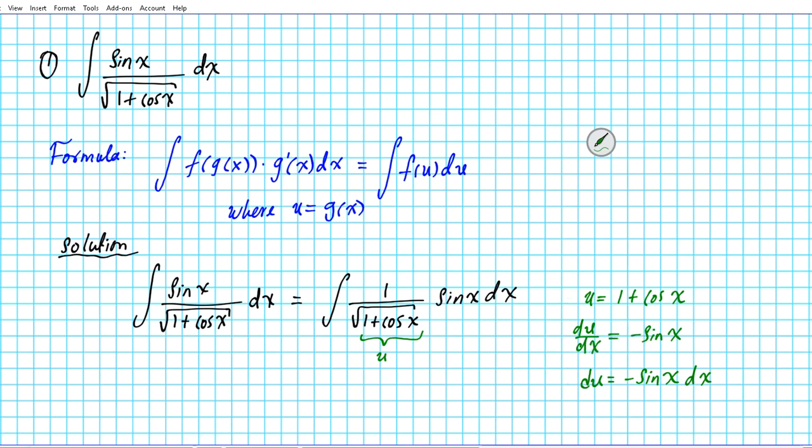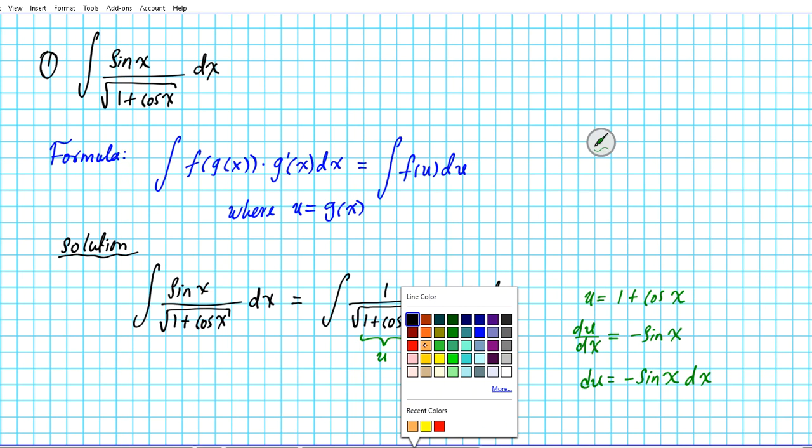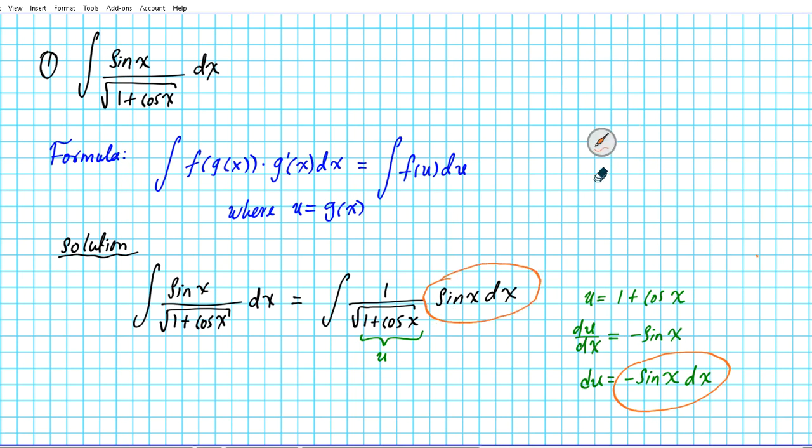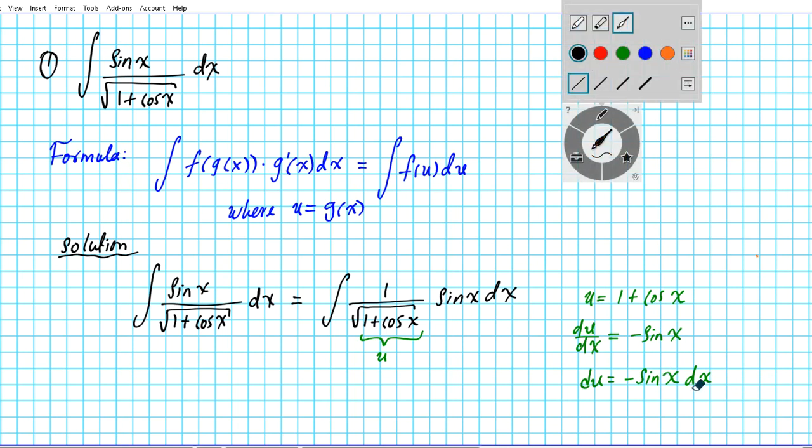Now we know what du is. du is negative sine x dx, and we have this other portion right here. So the question is, do we have a perfect match? If you look at what we have here, we have negative sine x, and over here we have sine x dx. Do we have a perfect match? The answer is no. We have a mismatch. The mismatch is that there's a negative with du, and this function here doesn't have a negative. So we have to rectify that difference before we can make a clean substitution.